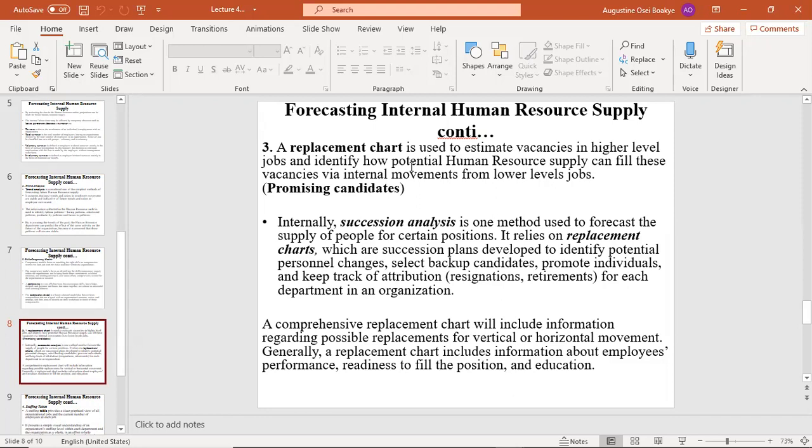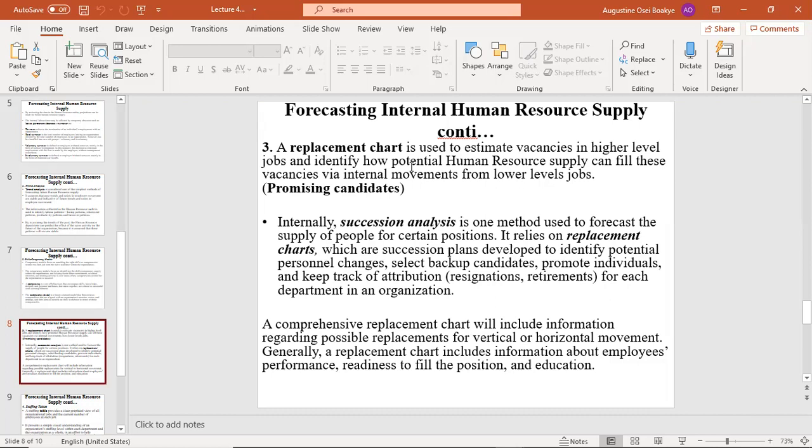Okay, all right. So by having this plan or analysis in place, it means that at any point in time, even if you close your mind, you are familiar with the key players and who is likely to replace them once those key players perhaps go on retirement or they decide to resign or they get struck by an ailment and so on and so forth. A comprehensive replacement chart will include information regarding possible placements for vertical and horizontal movements.